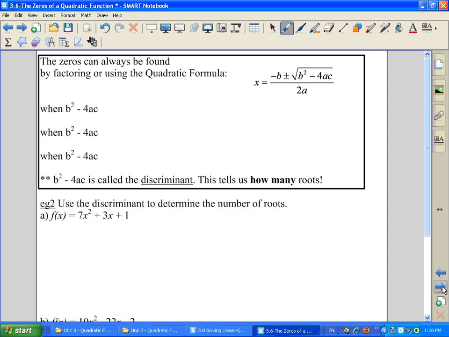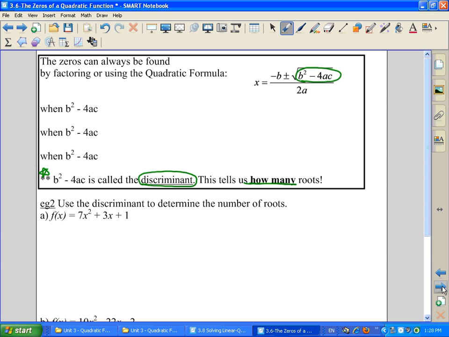Okay? So the zeros can always be found by either factoring or using the quadratic formula. However, I was just talking, ladies and gentlemen, about how if we're finding the number of roots, we can just use that thing called the discriminant, and that's the value that's underneath the square root sign. So this is a new piece of terminology for you. So b squared minus 4ac is called the discriminant. And we can use that to tell us how many roots, not where the roots are, but how many. And all we need to do is realize about our square root symbols.